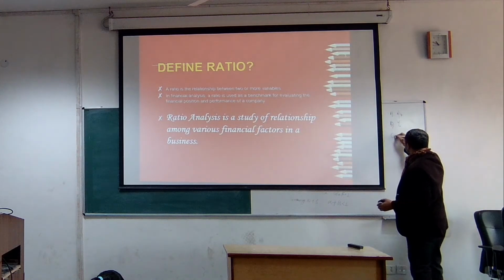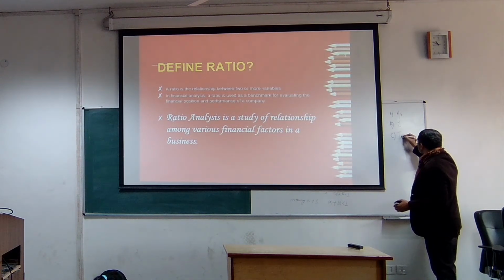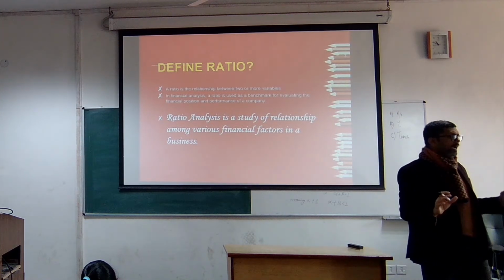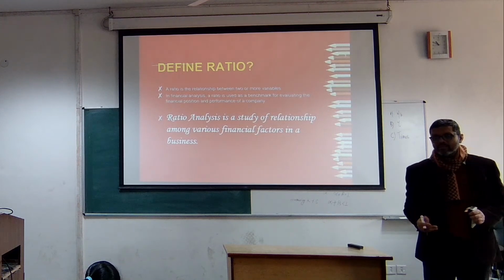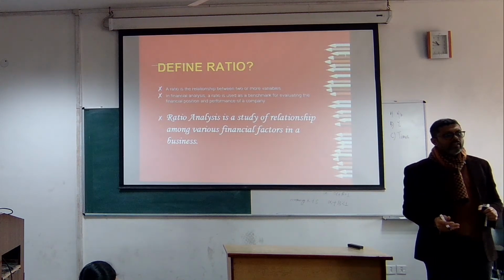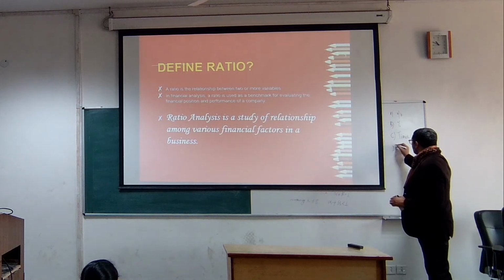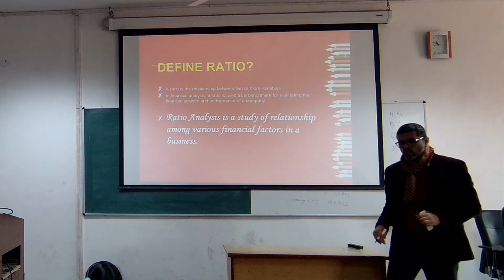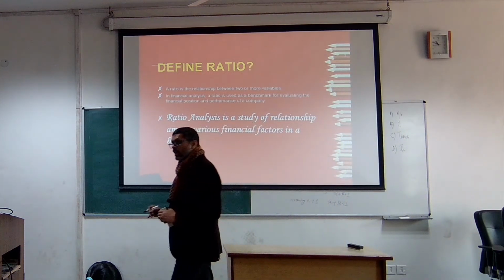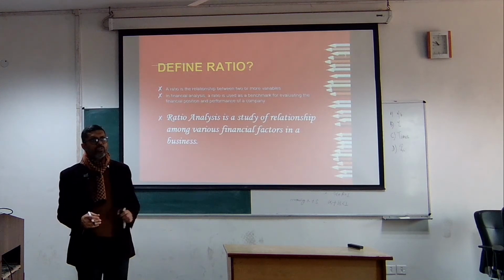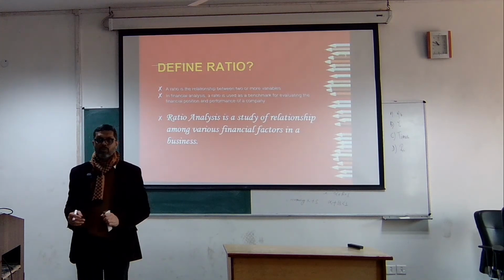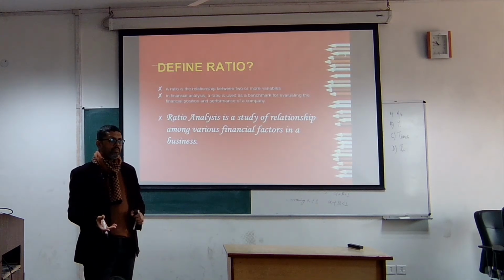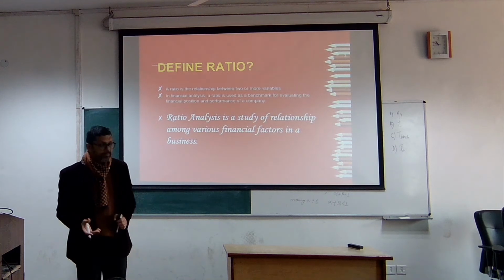Another ratio will be expressed in terms of times. Some of the ratios will be expressed in times. How many times it has happened in a year, right? Clear? And the fourth one, where the ratios can be expressed, is in terms of rupees. So when we calculate these ratios, they are expressed in any of these forms: A is to B, rupees, percent, times. Is it okay? Clear? Okay.